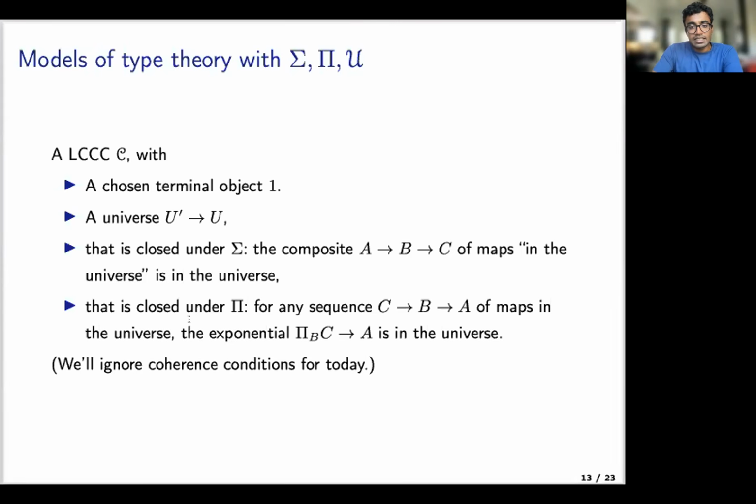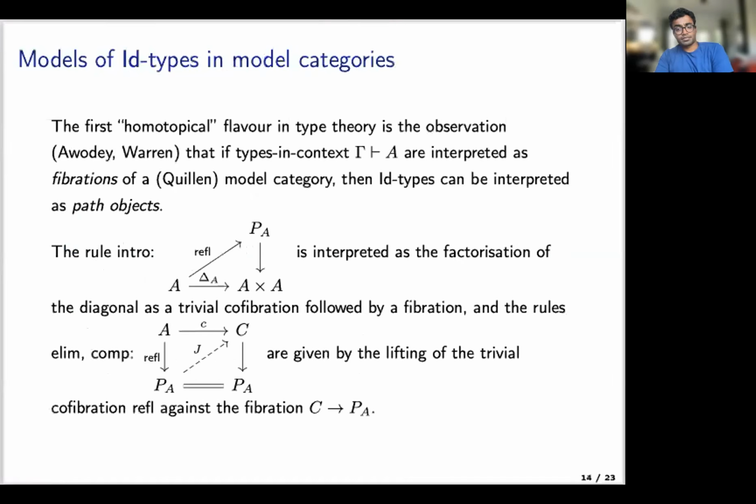All right, but it's useful to note that given an LCCC with a chosen terminal object and a universe, it's possible to define a complete model of type theory in that LCCC, as long as this universe is closed under sigma and closed under pi. And when I say type theory here, I mean only sigma and pi in the universe. All right, so this is somewhat helpful because among such nice LCCCs are categories that allow us to model identity types in a homotopical way.